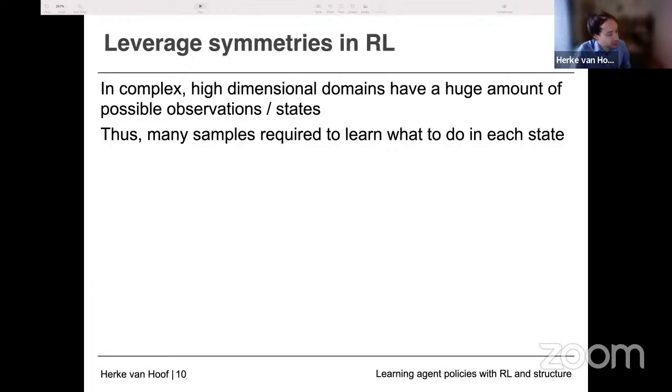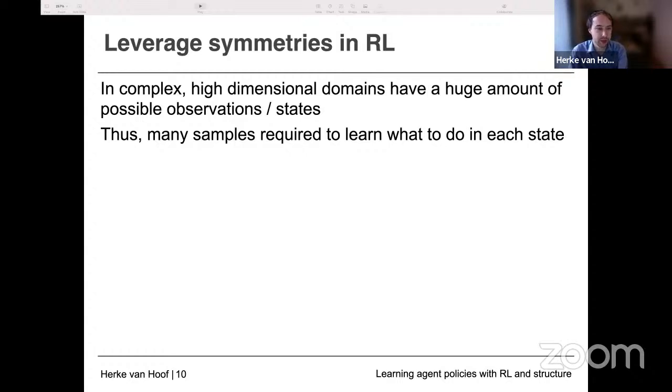The problem with these large data sets that we need is especially bad if we have complex high-dimensional domains. Think about Atari games or other situations where we have visual input, maybe also autonomous driving. In the most naive analysis, you would say that if we have these huge observation spaces or state spaces, we might need to learn what to do with each of these possible observations that we could see, and that's a huge amount of possibilities. So very clearly, we need to do something a bit smarter.